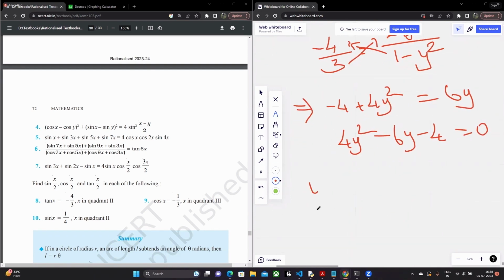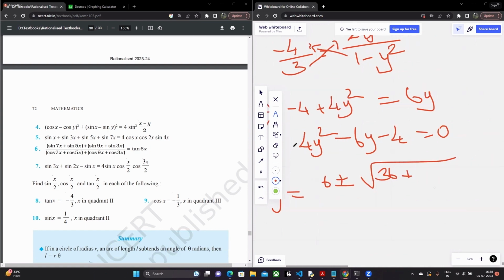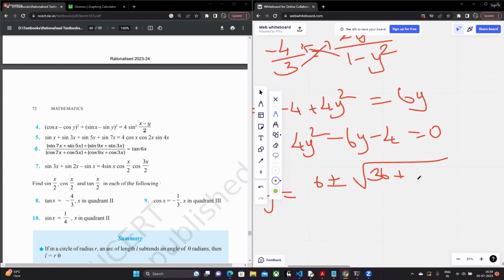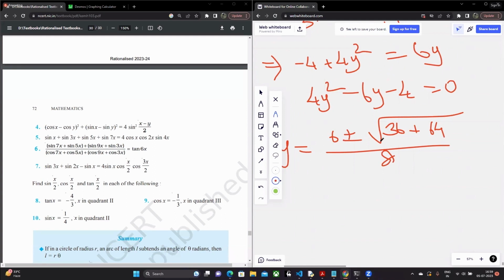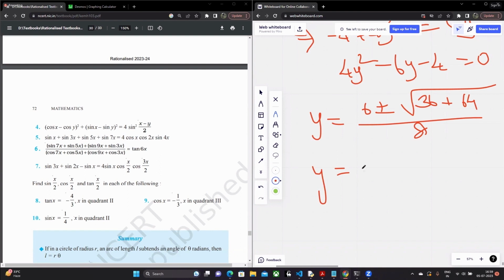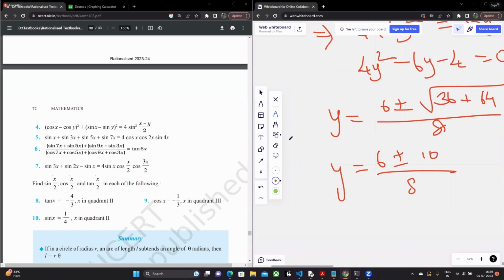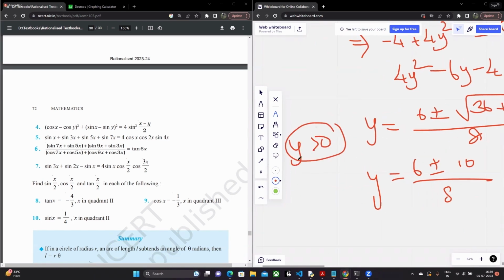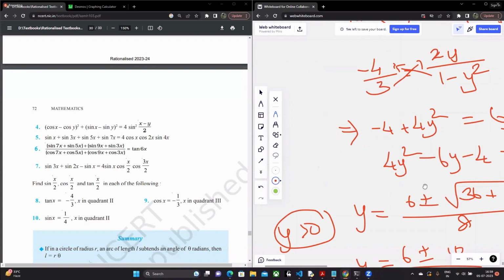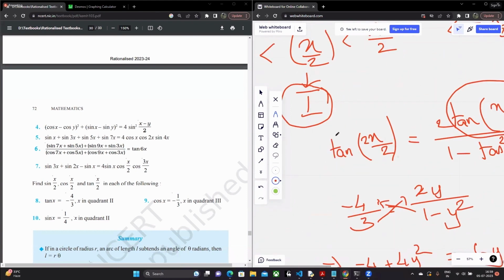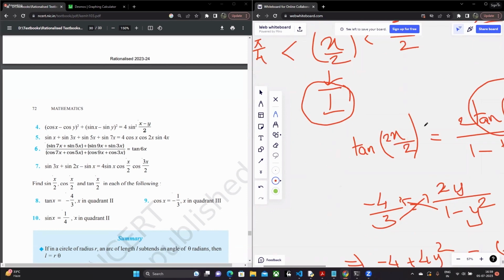Right? That means y is equal to minus b plus minus root of b square minus 4ac, that's 4, that's 6, right? Divided by 2a. This is basically 100. So root of 100 is 10, right? So y is equal to 6 plus minus 10 divided by 8. Since you know that y is greater than 0, right? Because y is tan half, tan x by 2, and x by 2 lies in the first quadrant, so tan x by 2 is positive. Right? So y is positive.